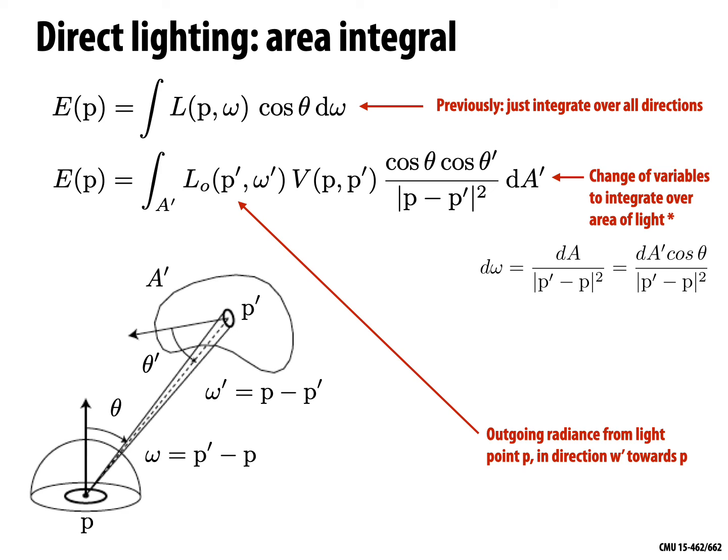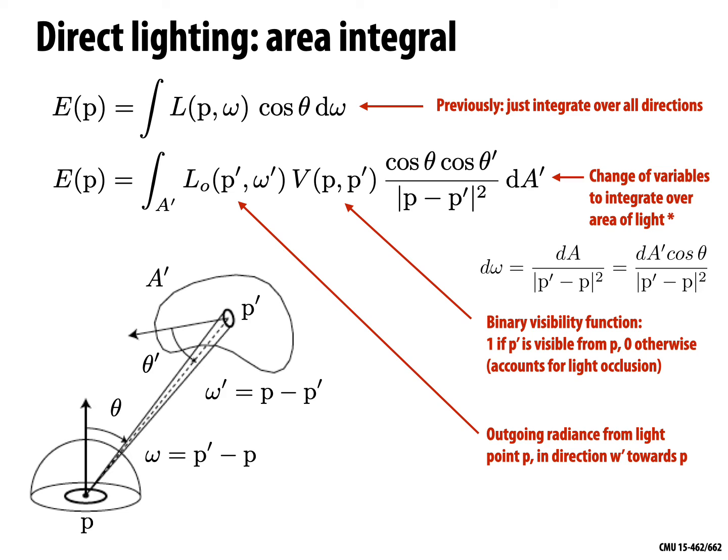Okay? We have our visibility term. Actually, we really also have that visibility term in the first integral, right? Either way, we have to account for the fact that the light source might not be visible. And then we have this change of variables to account for the fact that we're integrating over the light, over this blob region rather than integrating over the hemisphere.